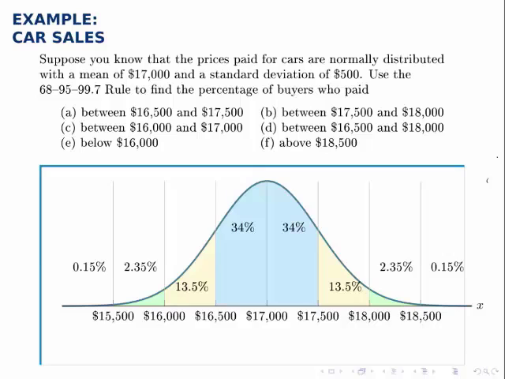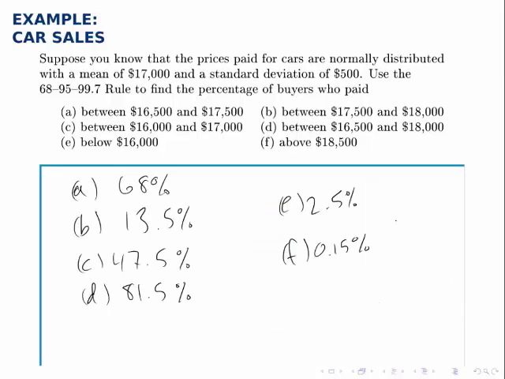So 2.5% of buyers paid less than $16,000 for their car. Lastly, the final part asks what percentage paid above 18,500, and again there's only 1 block up there, so 0.15% of buyers paid above that amount. And here we have all the answers summarized.